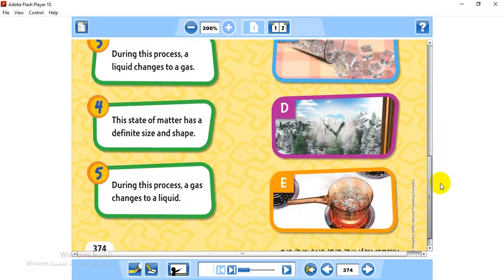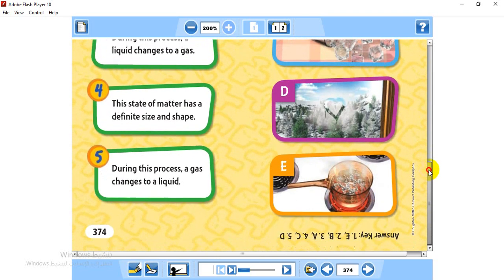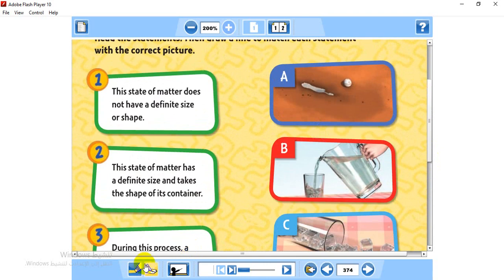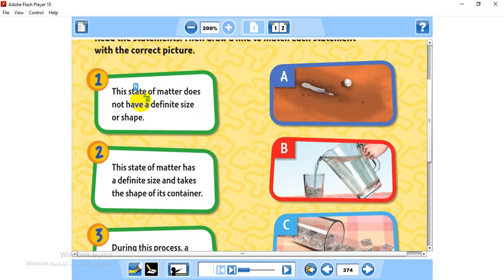I think it's letter E. Why, guys? Because here I think they are talking about water vapor, gases. Here the water is boiling and the water vapor goes up. So I think E is related to number one. Okay, so for that reason I will write here: number one is matched with E. So this state of matter doesn't have a definite size or shape, which is the gas state of matter.